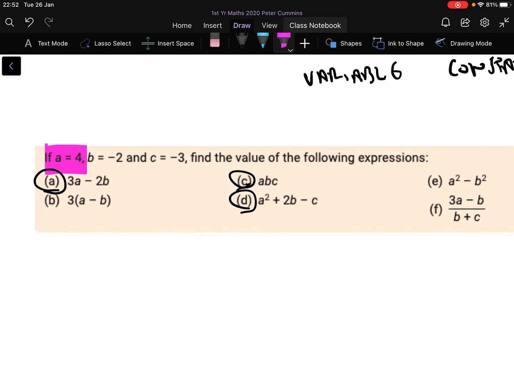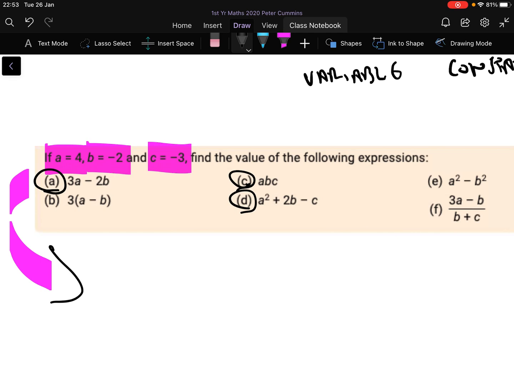Now bear in mind, they've told us A is 4, B is minus 2, and C is minus 3. So I'm going to rewrite part A, except I'm going to sub in those numbers. So what I have is 3 times, put in A, they're telling me it's 4, minus 2 times, what they tell me B is, minus 2. This is where the sign thing is going to come in. So there's our first line.